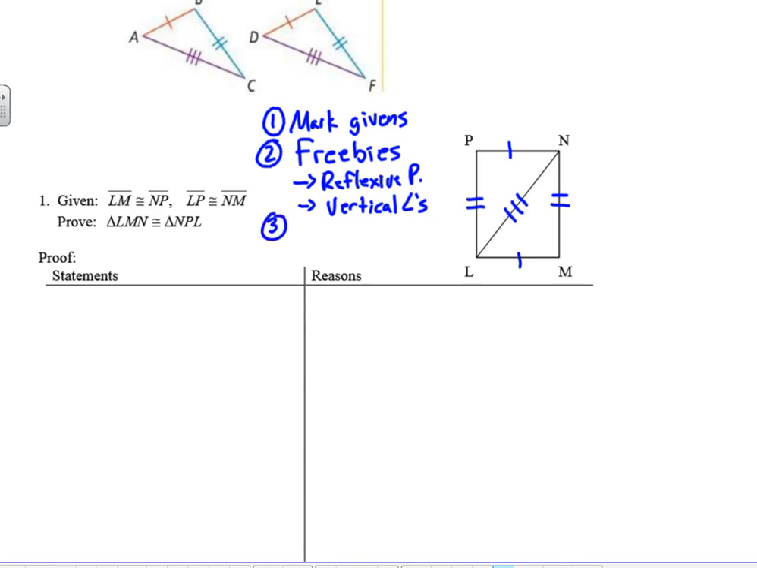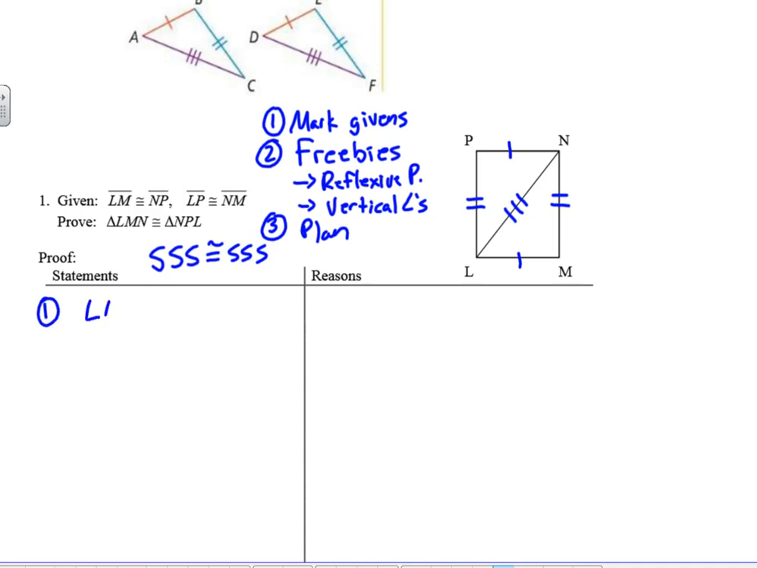Okay, and then from there, let's make a plan. And the plan for this one is going to be that we have all three sides. So we want to use side, side, side congruent to side, side, side. That's our plan. Okay, so let's go ahead and execute that plan.